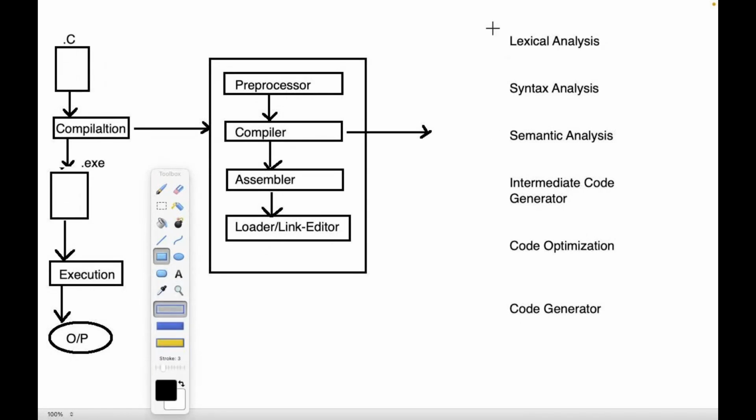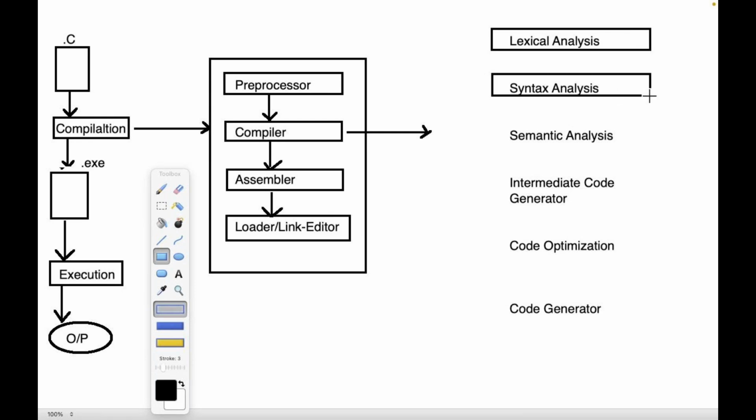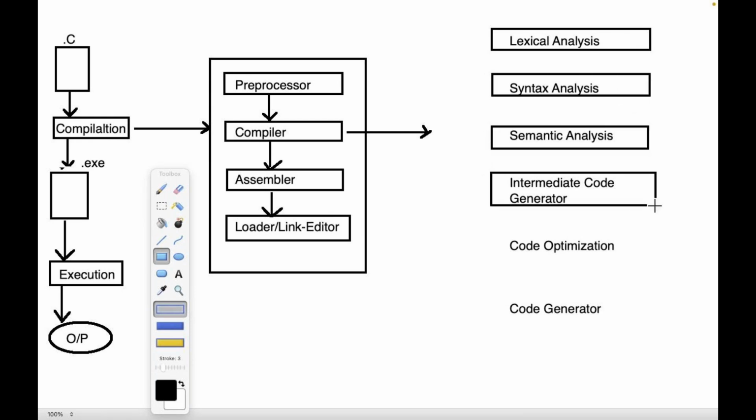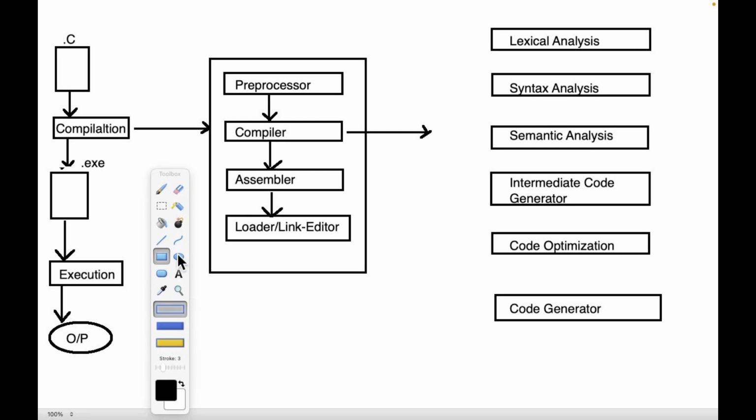Right, sir. Now all of you observe carefully. What is this first one here? Lexical analysis. Next one is what there? Syntax analysis, semantic analysis, intermediate code generation, code optimization. Then after this, code generation. All these phases are going to be performed one after another.